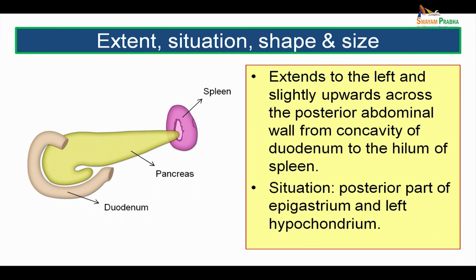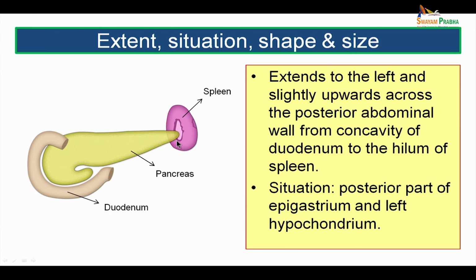The pancreas extends to the left and moves slightly upwards across the posterior abdominal wall from the concavity of the duodenum right through the hilum of spleen. As is shown here in the picture, it begins on the right side within the concavity of the duodenum, travels towards the left and slightly upwards and ends at the hilum of the spleen.